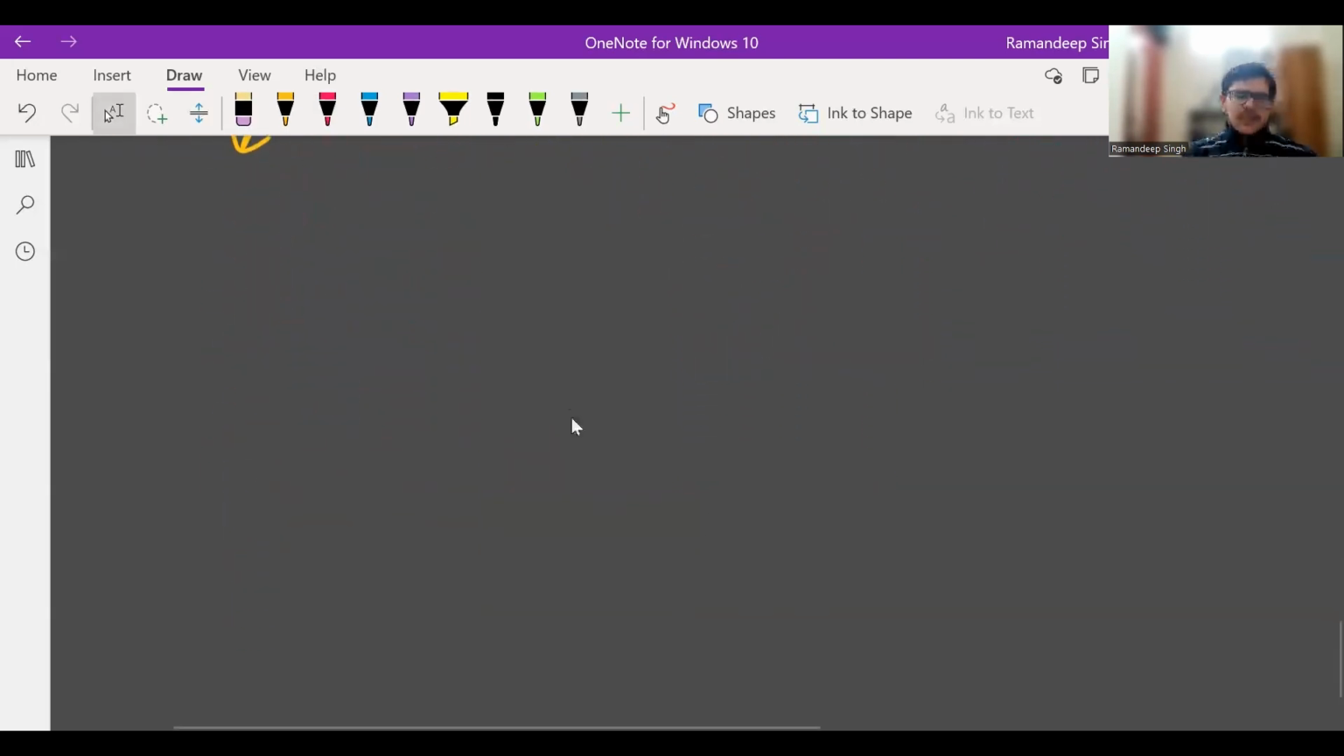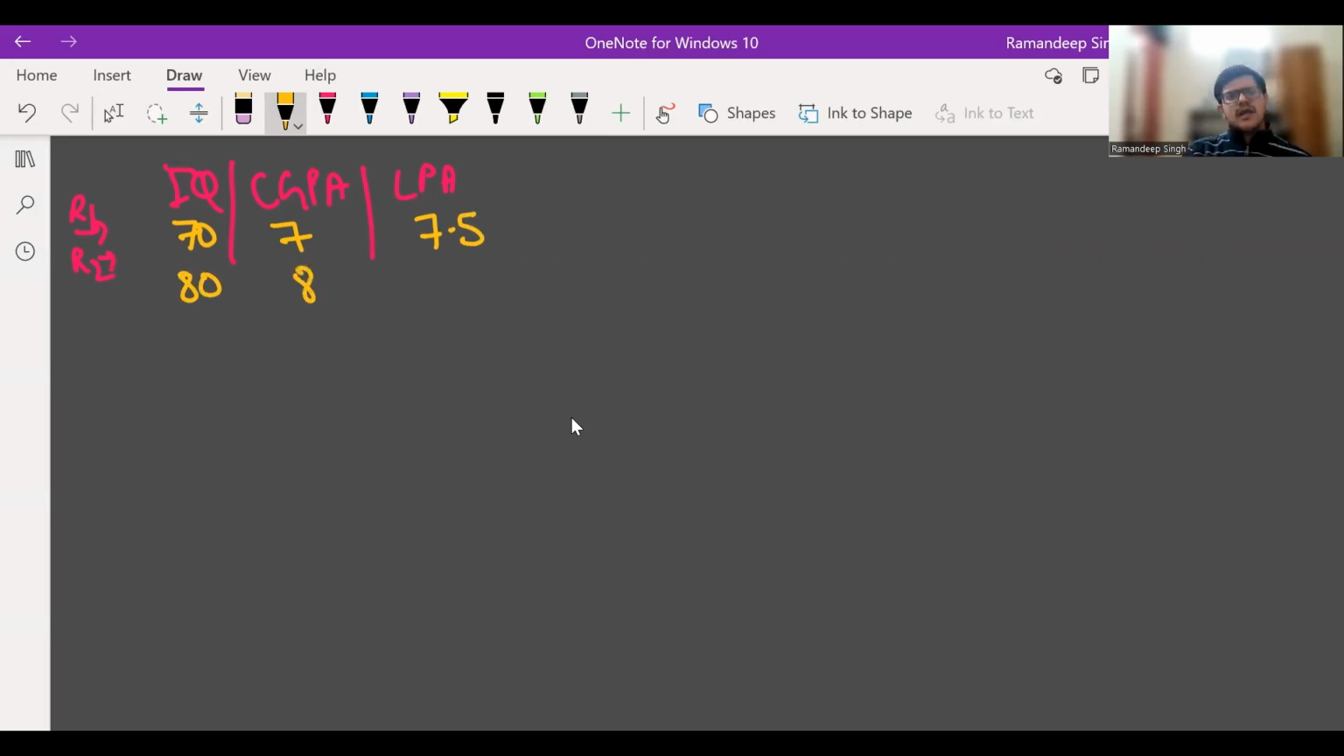So suppose I formulate it like this. I have my IQ, CGPA, and placement, right? This is my row one and this is my row two. For now, let's take two rows: the IQ is 70, CGPA is 7, and he's getting a package of 7.5 lakhs. And the IQ is 80, CGPA is 8, and this person is getting a package of, let's say, 12 lakhs, right? Then there will be my predictions using the model and the values of beta 0, beta 1, and beta 2, which I will be getting.